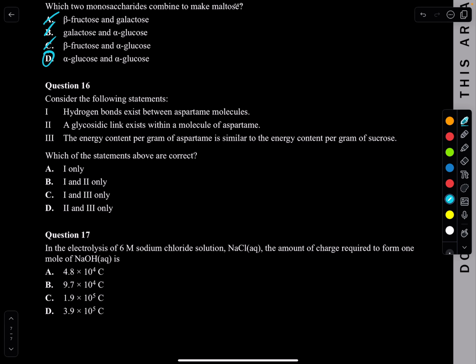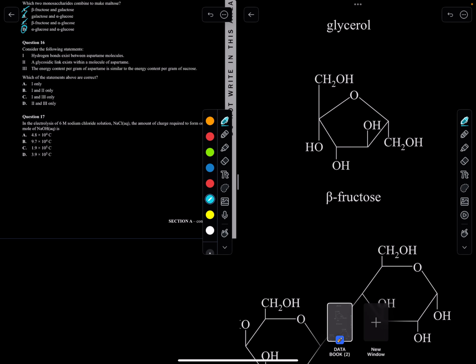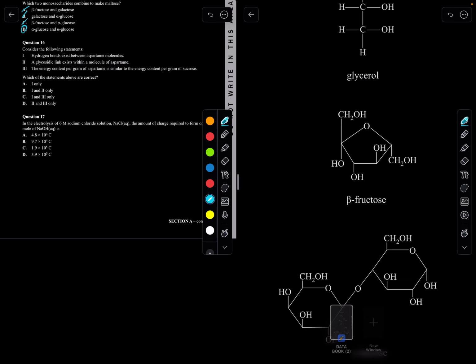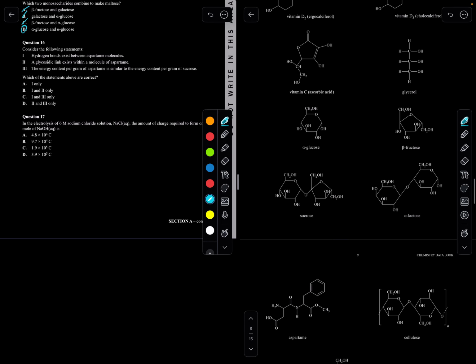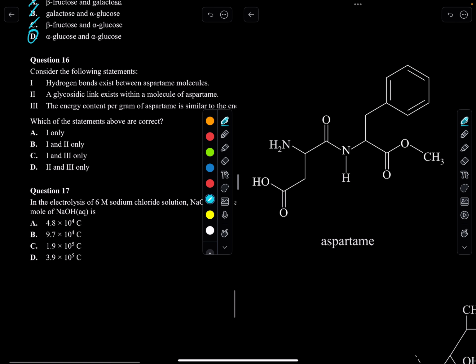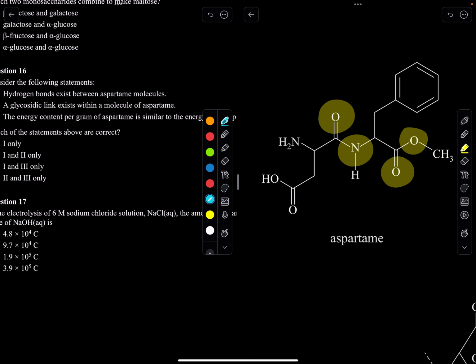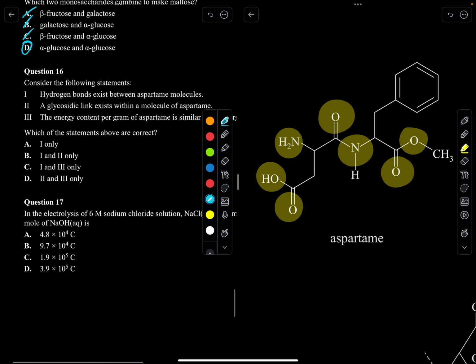16. Consider the following statements. Hydrogen bonds exist between aspartame molecules. Let's check. Just check these straight away using our data book. So we're talking about aspartame. So aspartame is here. All right. So first question, hydrogen bonds exist between aspartame molecules? Yes, they do, actually. We have a lot of oxygens, nitrogens, oxygen, nitrogen.